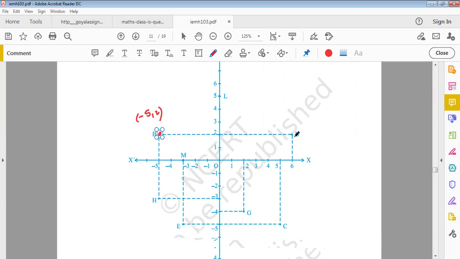And similarly, D, if you take it, you are moving on the right side of the origin. So x value will be positive and moving up. So y also positive. So (6, 2) will be the D value. Then when you are talking about M, it lies on the x-axis, but you are moving from the origin on the left side. So that point is (minus 3, 0). And when you are talking about H, you are moving on your left side, how many units? Minus 5 units and coming down 3 units. So (minus 5, minus 3).